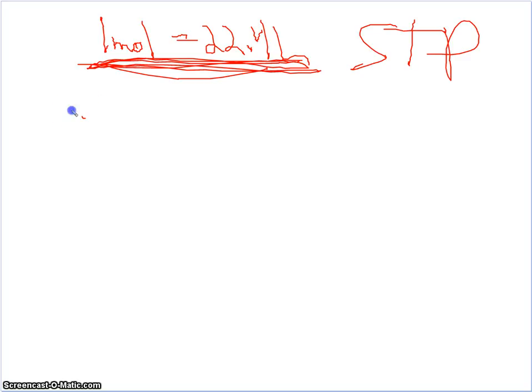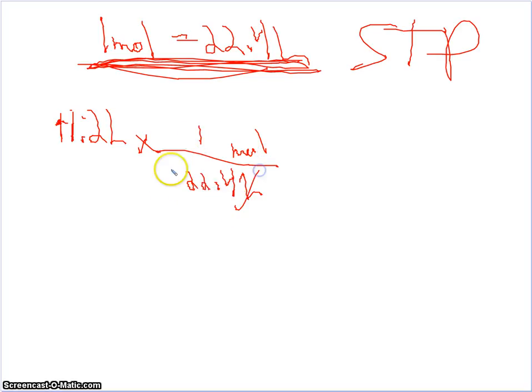Alright. So let's say we have 11.2 liters and we want to convert it to moles. We would use a conversion factor. Liters on the bottom, we'd put moles on the top, and we know at STP, 1 mole is 22.4 liters. Liters cancels, you do your long division, and you get 0.5 moles.